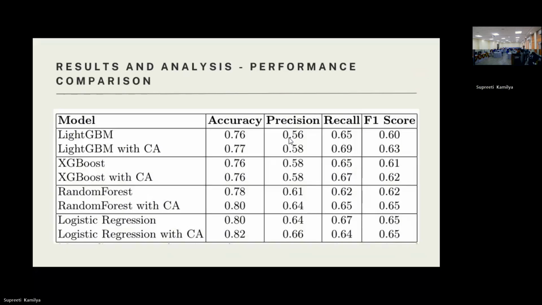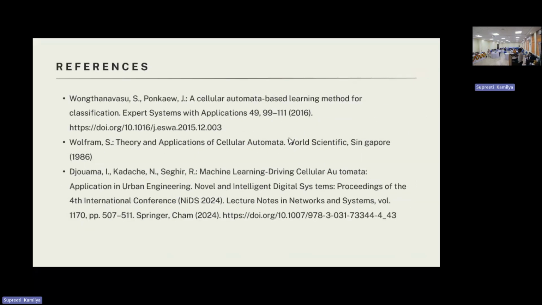here. Logistic regression with CA gives the highest accuracy as compared to logistic regression without cellular automata. And these are some differences.